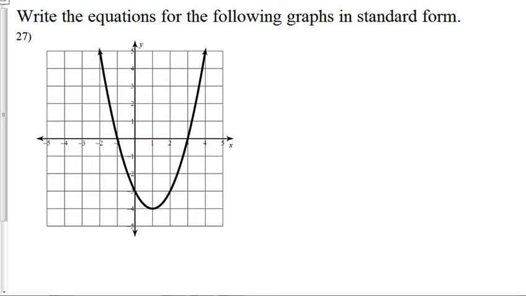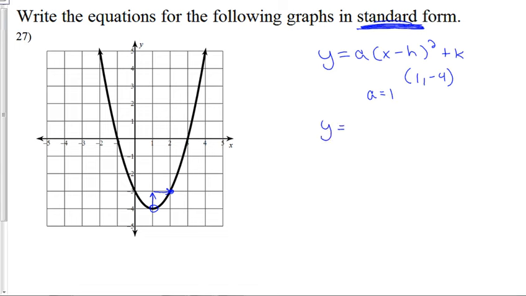It's number 27. It says that we want to write this in standard form. Unfortunately, there's no easy way to get it to standard form. Can't go right to standard form. We have to go through another form. The easiest form to go to is vertex form. So let's find that vertex. 1, negative 4. And the a value, remember, is the slope from the first point to the second point, from the vertex to that next point. And that's 1, positive, because it's going up. So our vertex form is 1 times (x minus 1) squared. Remember, that's the opposite. And then the y would give me negative 4.